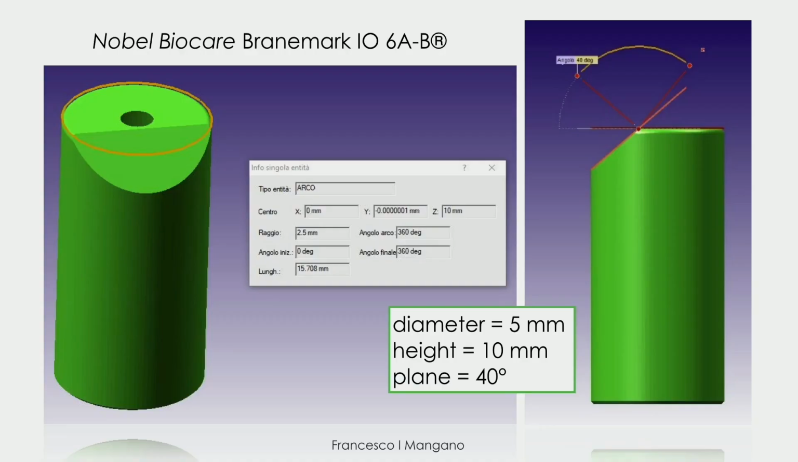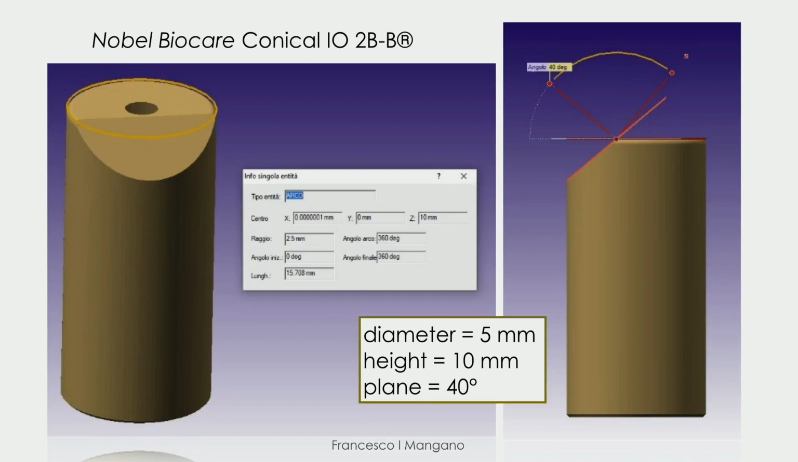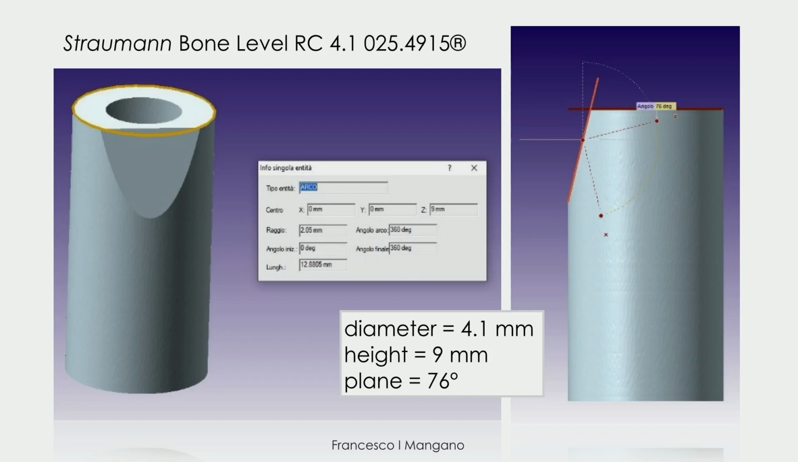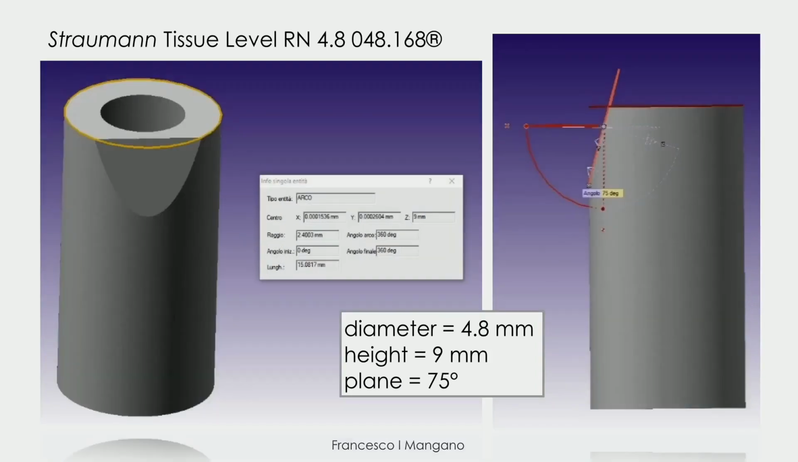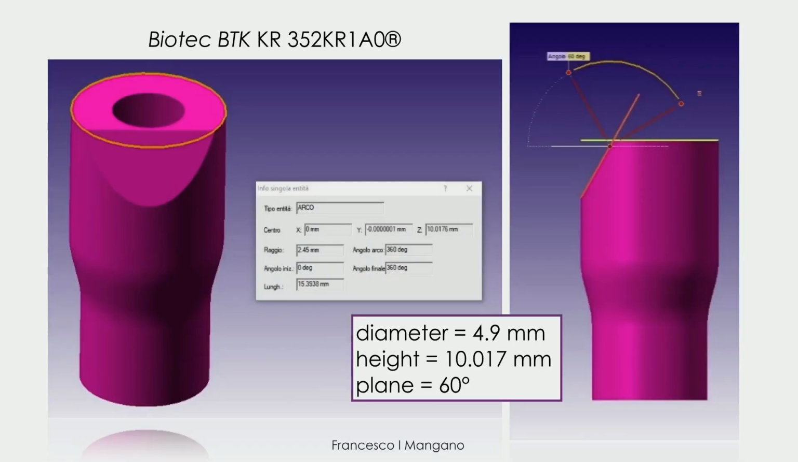We simply evaluated, using software, the dimension, diameter, 8, and also this plane, this intaglio, this slide on the top, the scan region. We evaluated how the library files of the different scan bodies were made, like Nobel Biocare Branemark, Nobel Biocare conical connection, with the different characteristics, Straumann bone level 4.1 mm diameter, Straumann tissue level 4.8 mm diameter, with all the characteristics. We annotate them in a table.